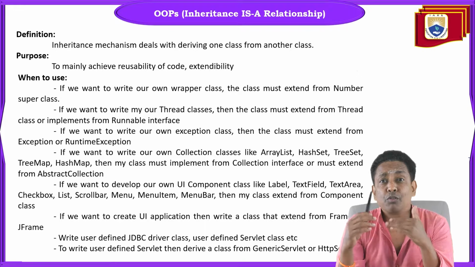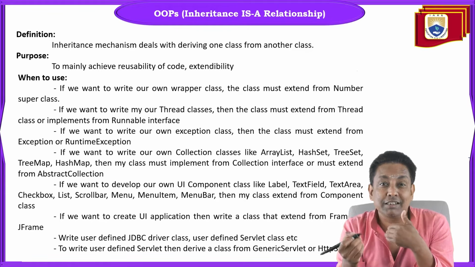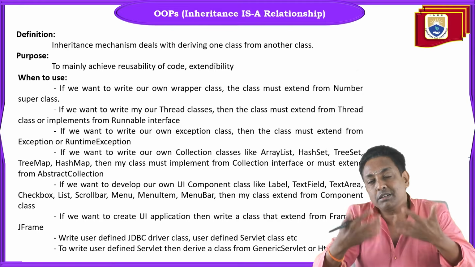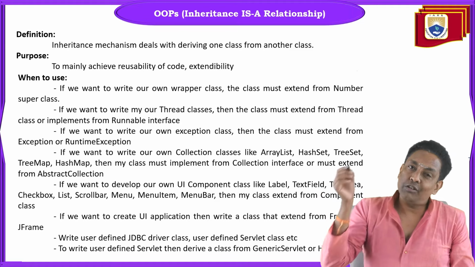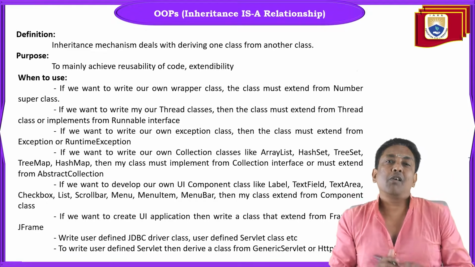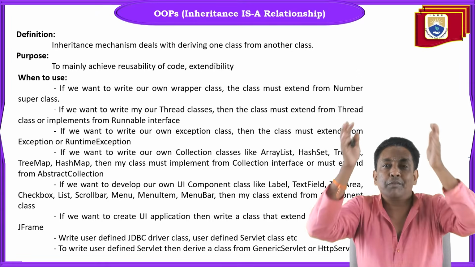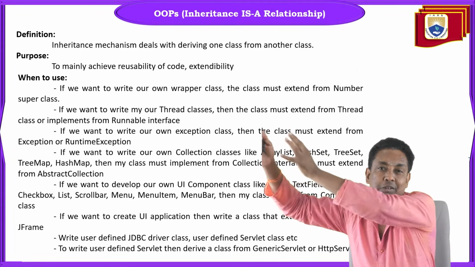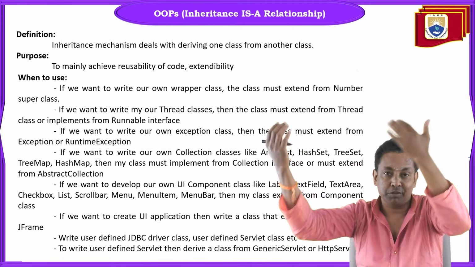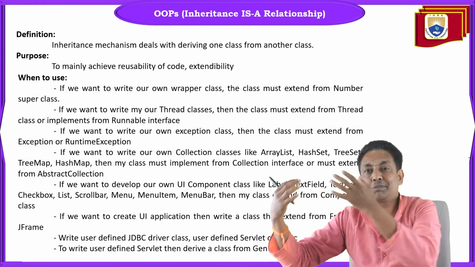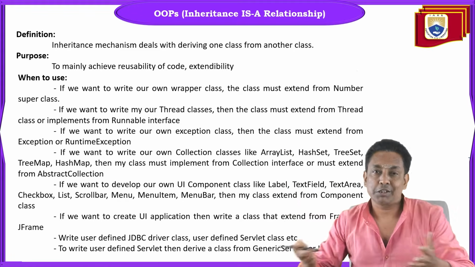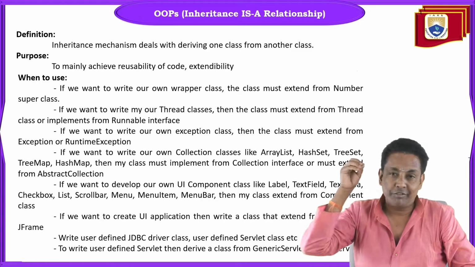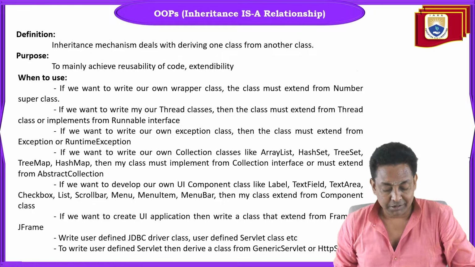Similarly, if you want to write our own user-defined driver classes in JDBC, in Java Database Connectivity, there also you need to go for inheritance. All JDBC driver classes must derive from the Driver interface. Connection, Statement, PreparedStatement, CallableStatement, and ResultSet interfaces are the ones from which our own user-defined classes must be derived, and those interface methods must be implemented. To write a driver implementation, we need inheritance.